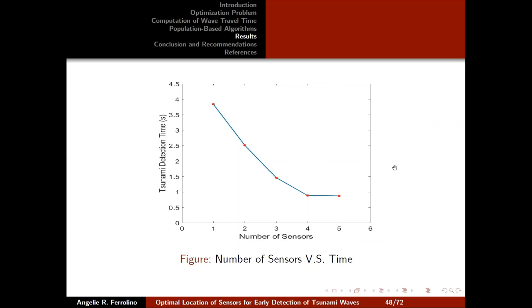Now here we examine how the number of sensors can affect tsunami detection time. And as we can see from this figure, as the number of sensors increases, the tsunami detection time decreases. Moreover, note that when we increase the number of sensors from 4 to 5, there is only little improvement in the tsunami detection time. And so we can say that 4 is a good number of sensors that will give us good tsunami detection time without introducing extra cost of having an additional sensor.